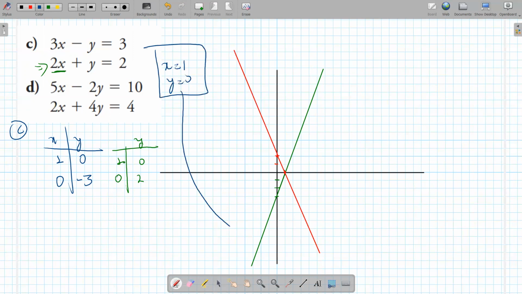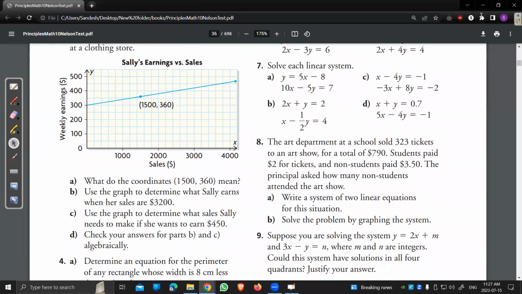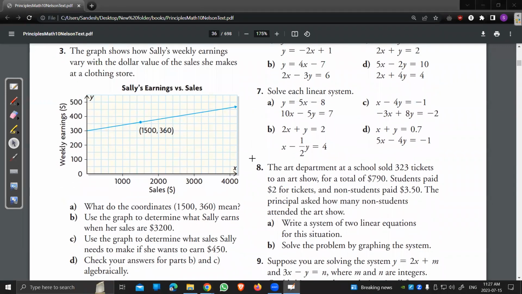Okay, how do we know this? It's because that's where they meet right there. Cool. That's how you do them graphically. Everything there is the same. Just graph them. Let's move on to question 8.